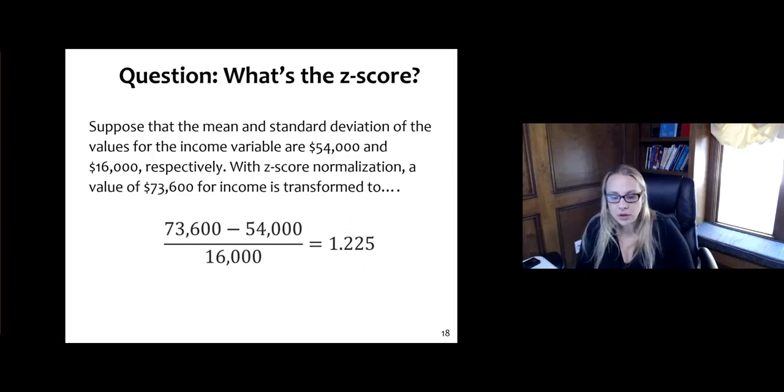So when we complete this calculation, we get a value of 1.225. You take the observation, $73,600, minus the mean, so that's $54,000, and divide it by the standard deviation of $16,000. So this value will now become 1.225.